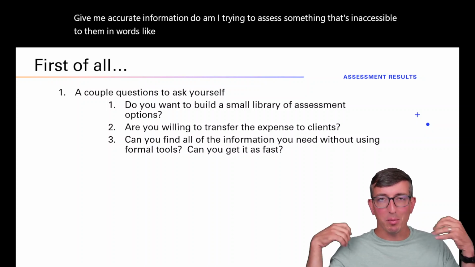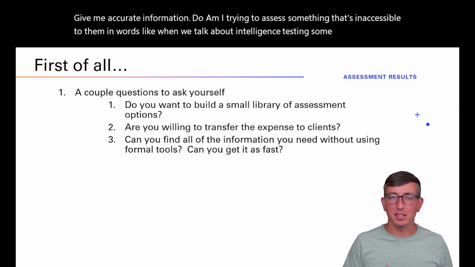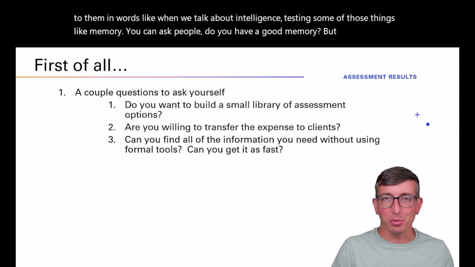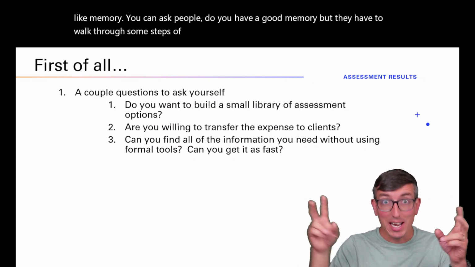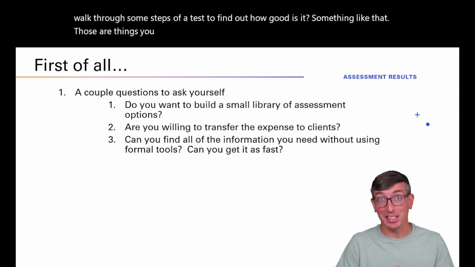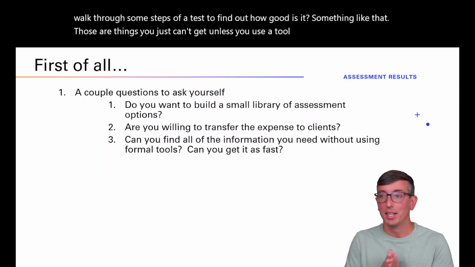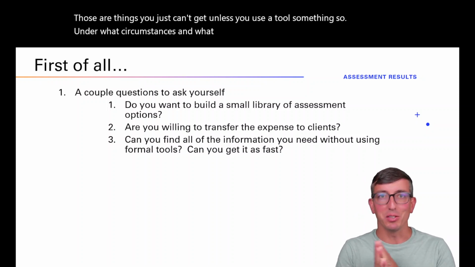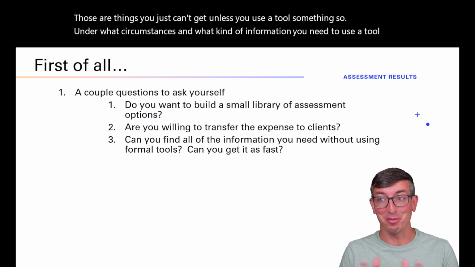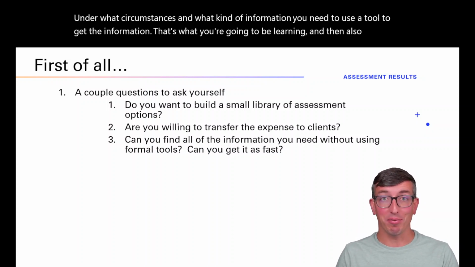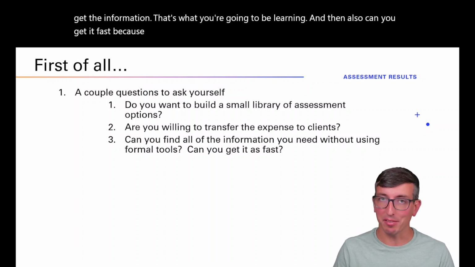Like when we talk about intelligence testing, some of those things like memory, you can ask people, do you have a good memory? But they have to walk through some steps of a test to find out how good it is. Those are things you just can't get unless you use a tool. So under what circumstances and what kind of information you need to use a tool to get at the information, that's what you're going to be learning. And then also, can you get it fast? Because assessments have to be quick.